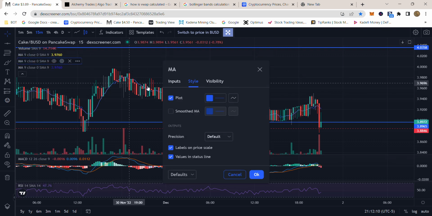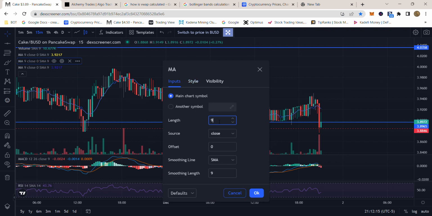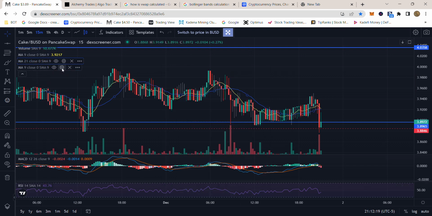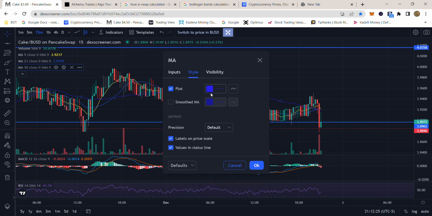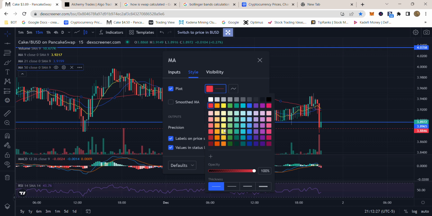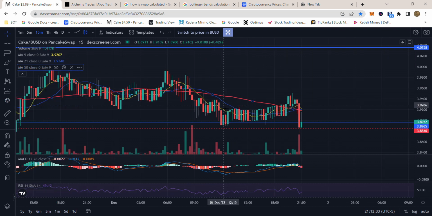The second one, we're going to change a couple of things in here. We're going to keep this one blue, however the input, we're going to make this one 21. And then the third one, we're going to go to settings. We're going to make this our 50 moving average, and we're going to make this red. You could also make this a little bit darker so you get a better idea what's going on, because things can start getting clustered very quickly.